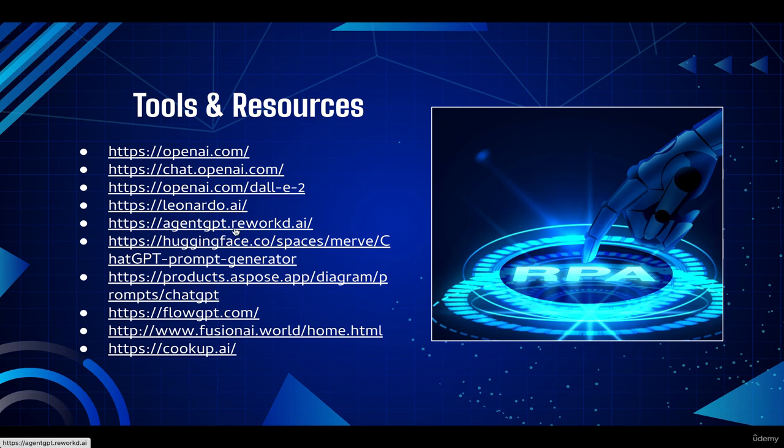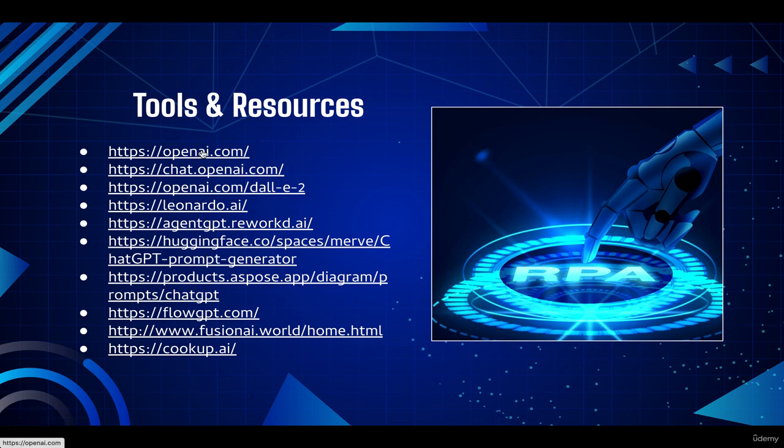So we also have Agent GPT, which is our autonomous AI agent, and we have Hugging Face, Product Hunt, Flow GPT, Fusion AI, and Cookup AI. All these things are AI prompt generators, right?